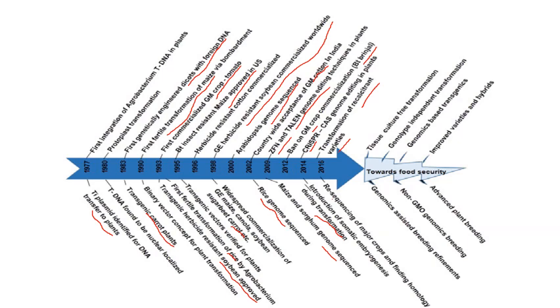And furthermore, for achieving food security, there is scope for tissue culture free transformation, genomics assisted breeding refinements, non-GMO genomics breeding, genomics based transgenics, then genotype independent transformation, along with improved varieties and hybrids and advanced plant breeding. These are the techniques which can together enhance food production.